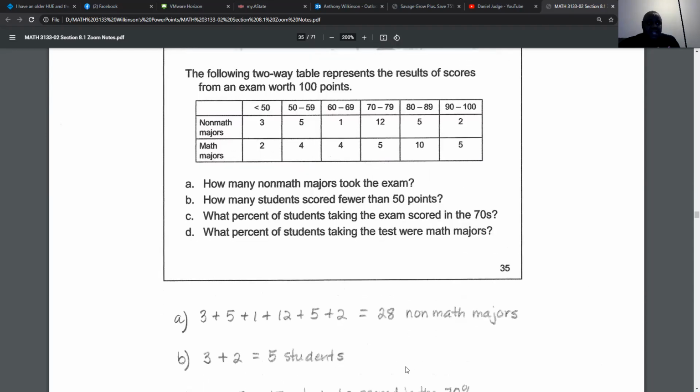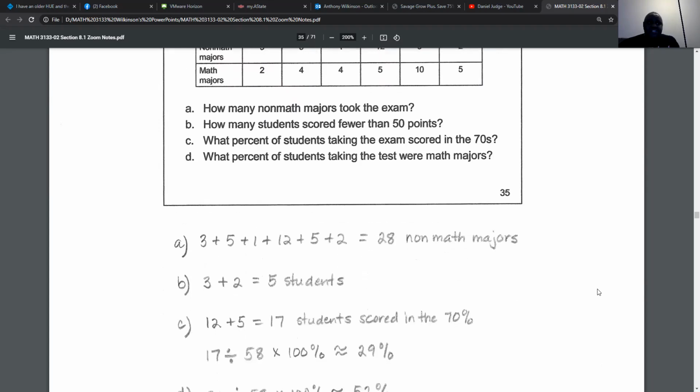Part B, how many students scored fewer than 50 points? Okay, so here, this column represents those who scored less than 50 points. So if you add 3 and 2 together, you'll get 5 students. So to answer that question, 5 students scored fewer than 50 points on the exam.